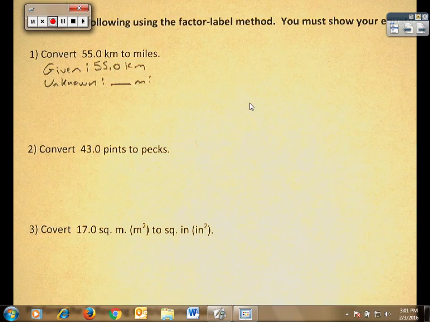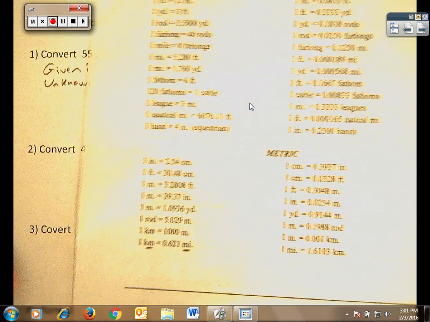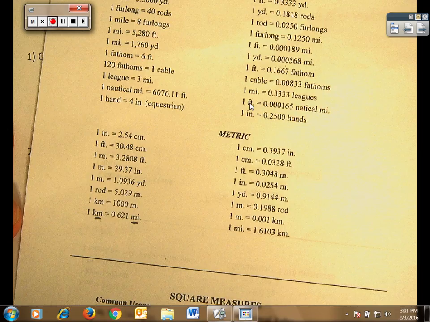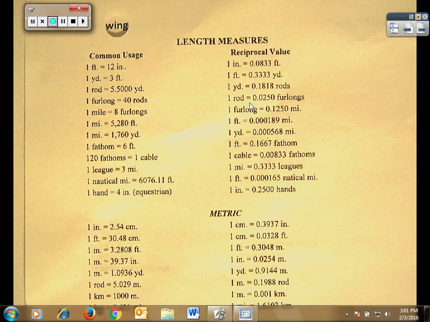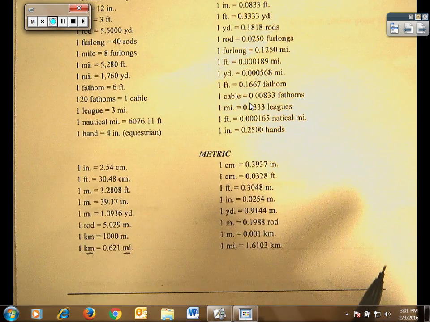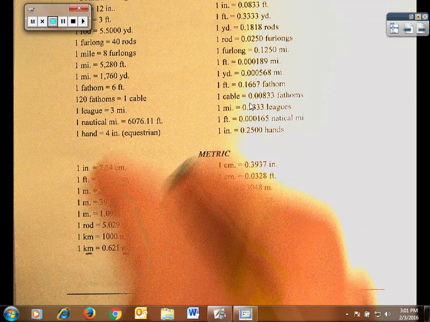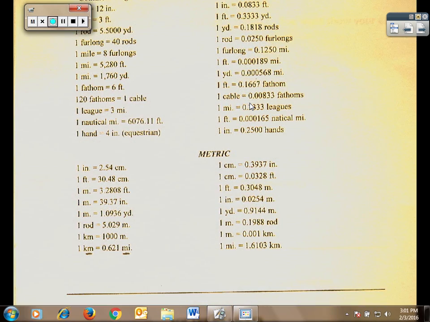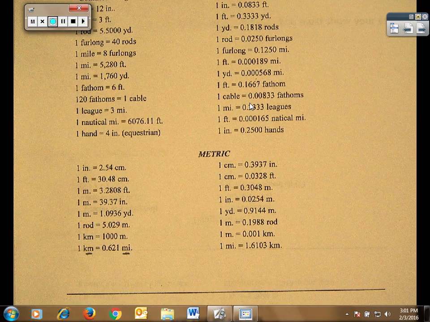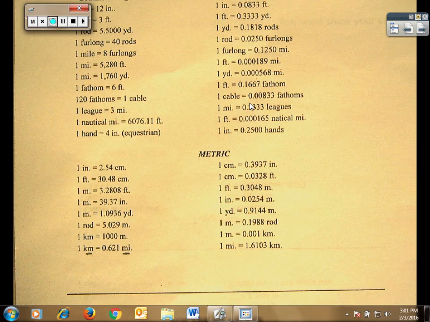To do this factor label method, we're going to need an equivalence, and I've given everybody this sheet of equivalences. We're dealing with length measurements here, as miles and kilometers both measure length. It is a mix of metric and English units, so we end up using that bottom section under length measurements. What we're hoping to find is an equivalence that has both kilometers and miles in it. Because if we find an equivalence that has both kilometers and miles in it, this is a simple one-step problem.